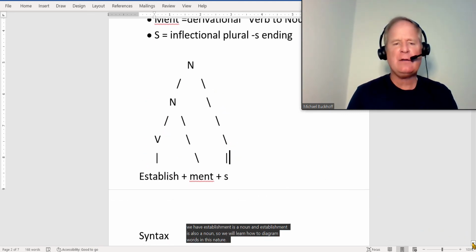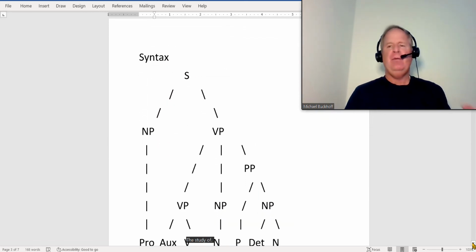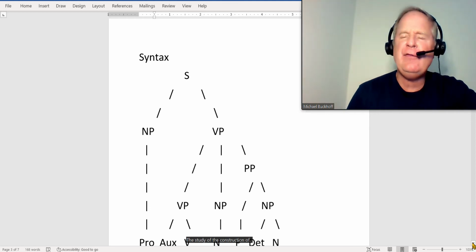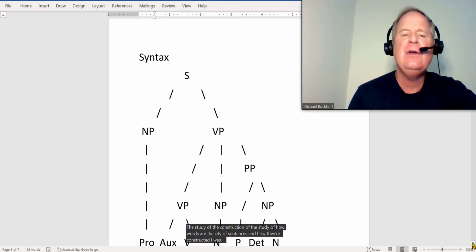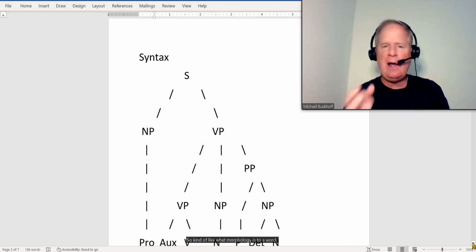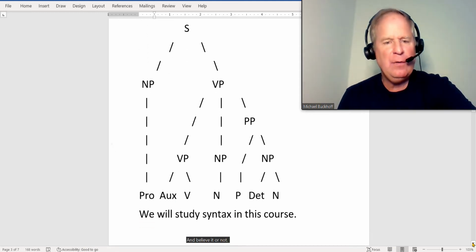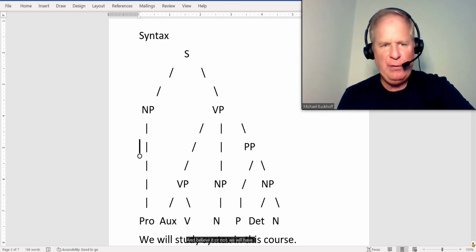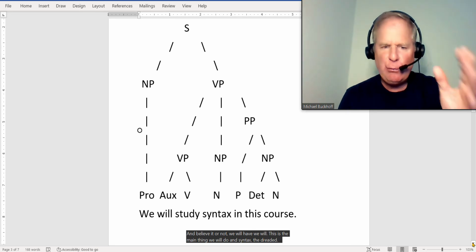Syntax. The study of sentences and how they're constructed out of smaller units called constituents. So kind of like what morphology is to a word, syntax is to a sentence. And believe it or not, this is the main thing we will do in syntax, the dreaded tree diagram.